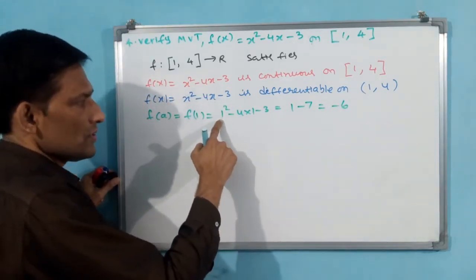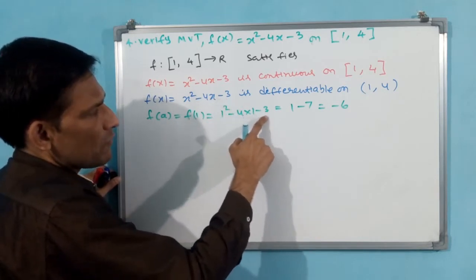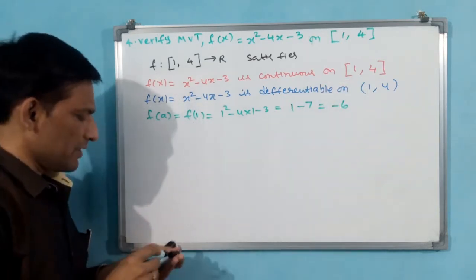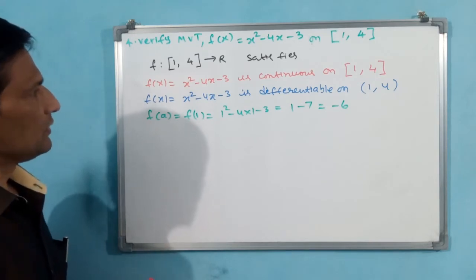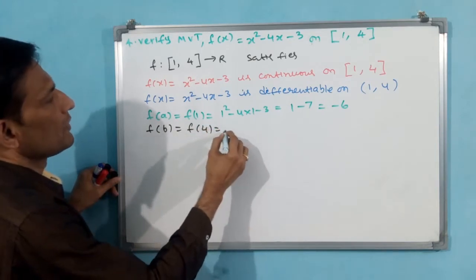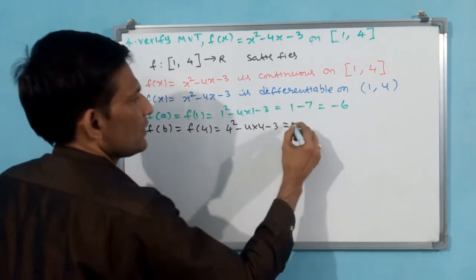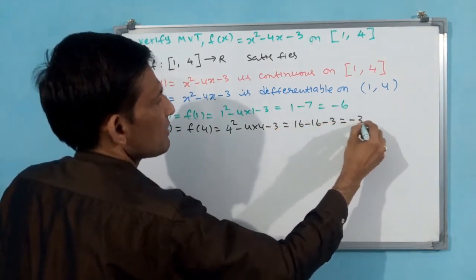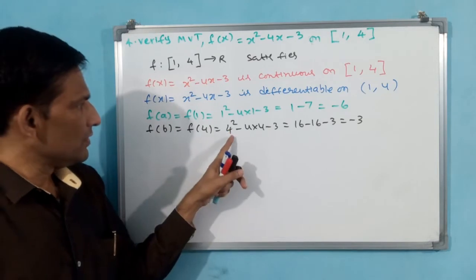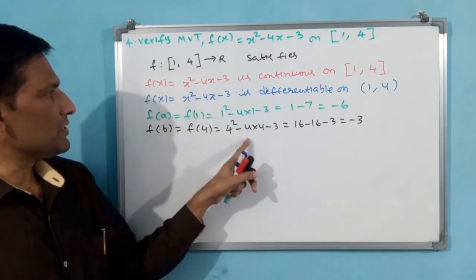Is it correct? See, 1 square, 4 into 1 is 4, minus 4 minus 3 is minus 7, plus 1 is minus 6. Okay, this is f of a. Go for f of b also. Write down: f of b is equal to f of 4. 4 square minus 4 into 4 minus 3, that is 16 minus 16 minus 3, which is equal to minus 3. Why? Because plus 16 and minus 16 get cancelled, and minus 3 is left. Is it correct?